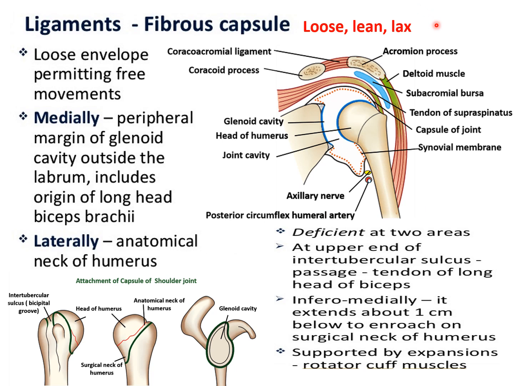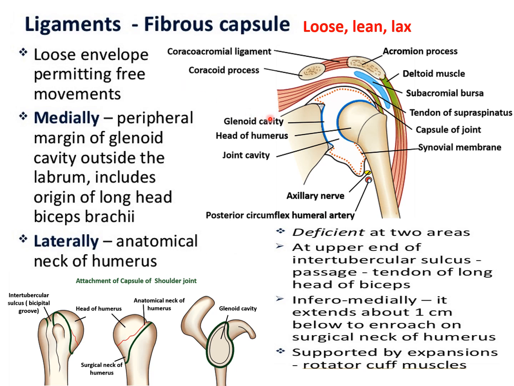So the fibrous capsule is considered as loose and lax to permit the free movements of the joint, forgoing the stability, which is taken care of by the ligaments and muscles surrounding the joint.